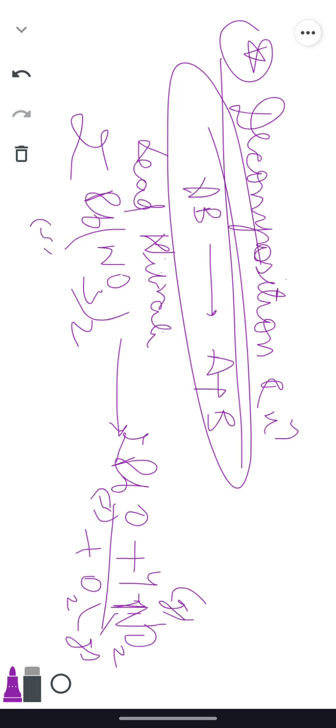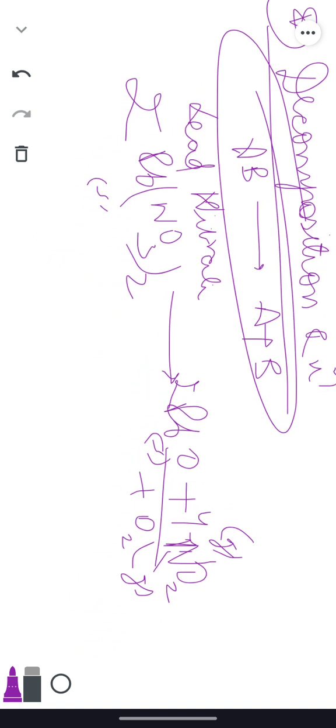And when this reaction happens, a gas is evolved, which is NO2 gas, right? What is the identification for it? It produces brown fumes. All right, I hope that you got it.